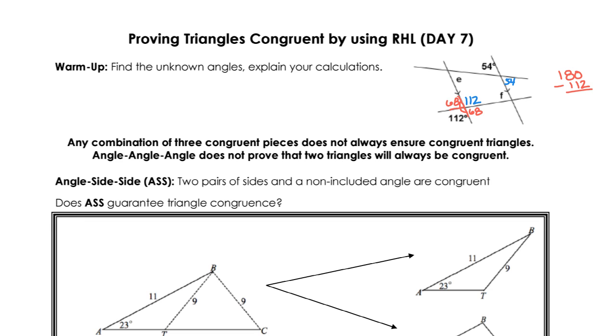Okay, I'm going to do the same thing with the 54s, because they are on a line with a separator in between, and those two angles there would add up to 180. So 180 minus 54 is 126. And so this angle is 126, and so is his vertical angle pair.